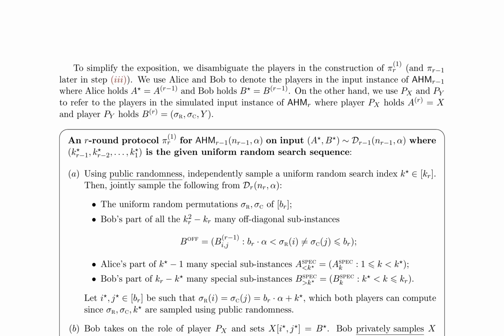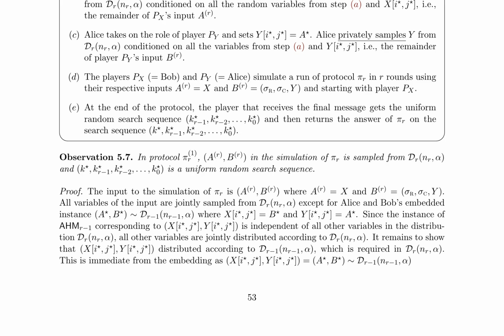The protocol uses public randomness to sample a uniform random search index k-star and jointly sample the following variables from the distribution D_r: N_r, alpha, the uniform random permutations sigma_r, sigma_c of B_r, Bob's part of all the k_r^2 - k_r many off-diagonal subinstances B_OF, Alice's part of k-star minus 1 many special subinstances A_spec less than k-star, and Bob's part of k_r minus k-star many special subinstances B_spec greater than k-star.